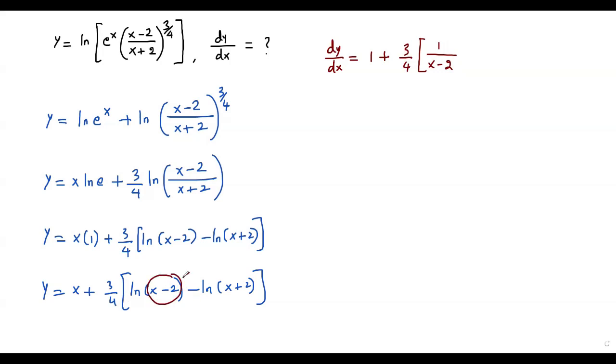So what is the derivative of this x negative 2 with respect to x? When I find derivative of this constant 2, it will become 0. And the derivative of this x with respect to x will just become 1. So we have to times it by 1, negative. And now again we have a natural logarithm.